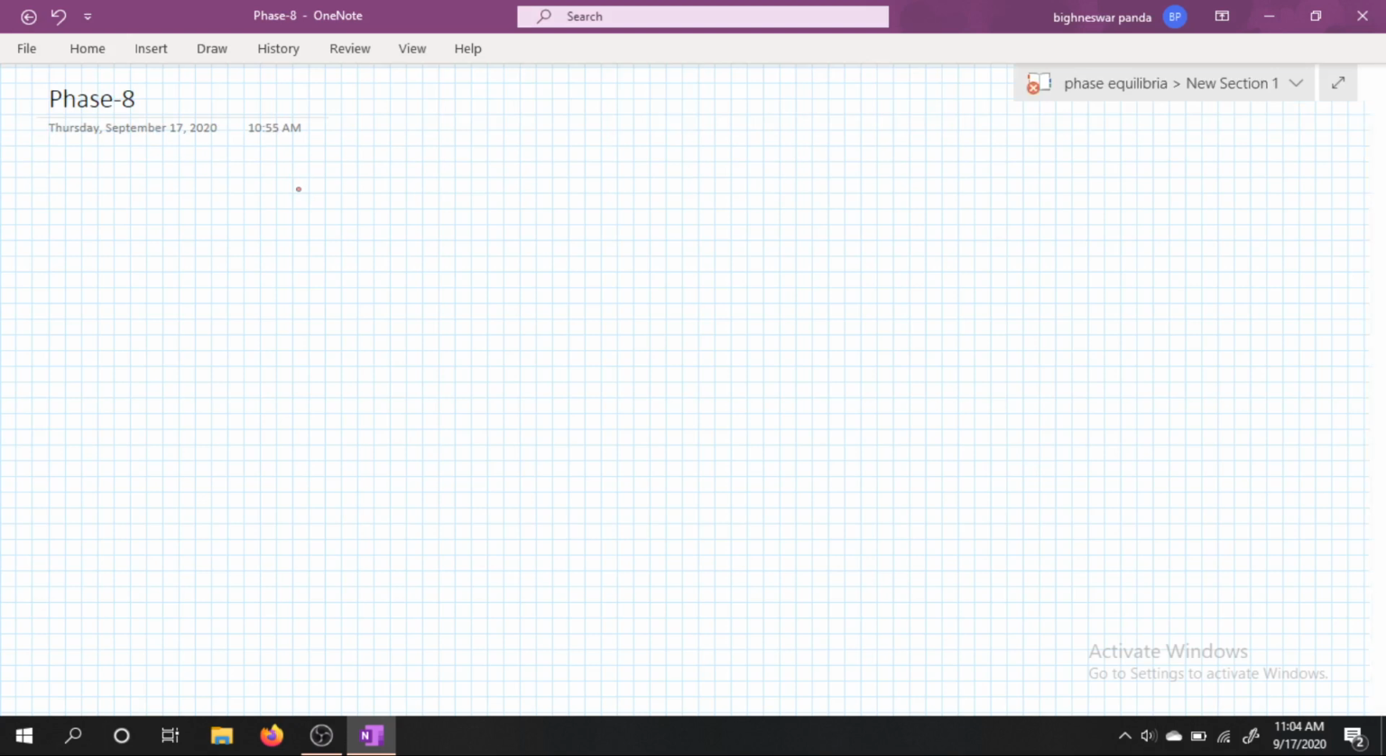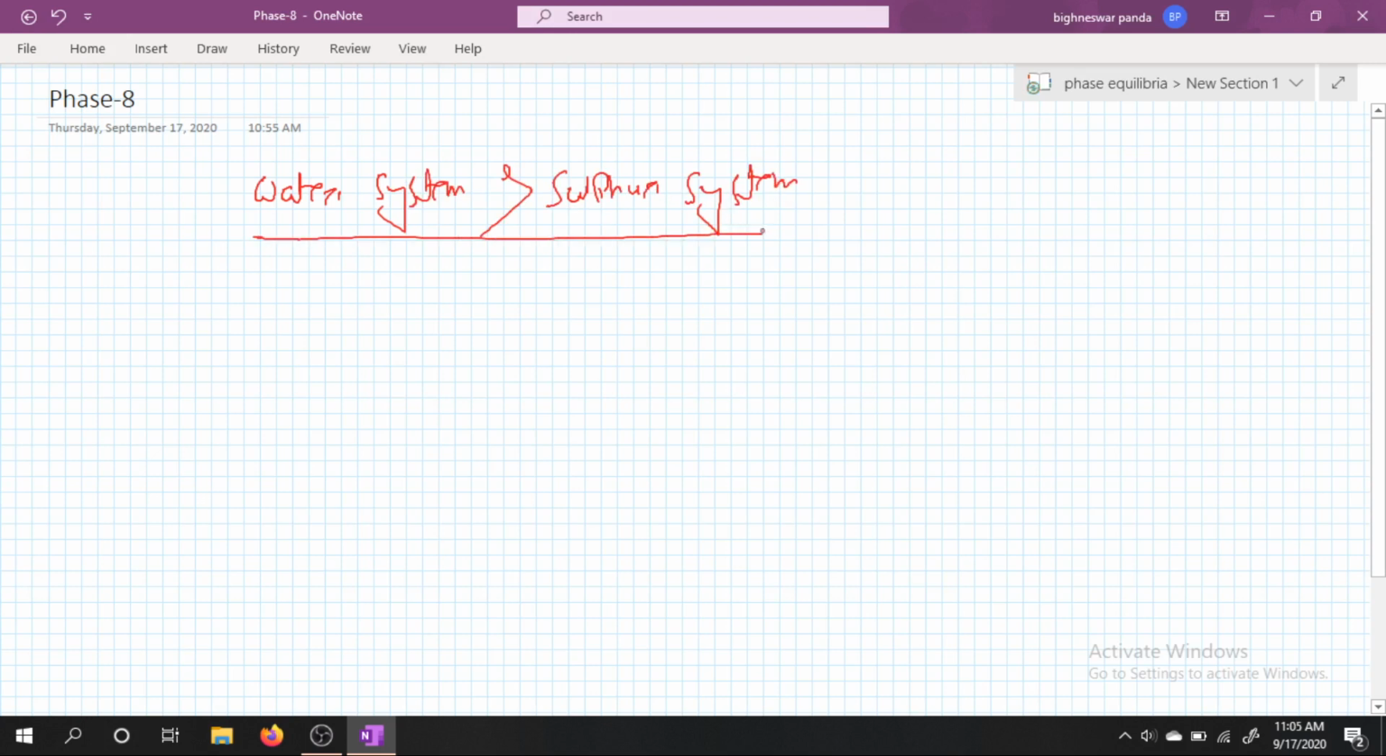So in the previous class we have discussed one component systems, that is the water system and the sulfur system. In both cases we discussed in detail the vapor pressure curve, freezing point curve, sublimation curve, triple point, etc. Now we are going to discuss the two component system.